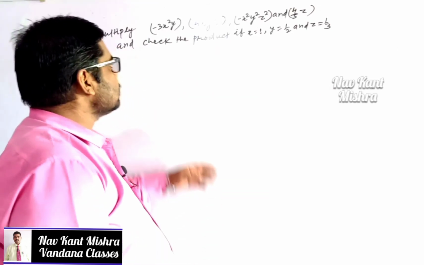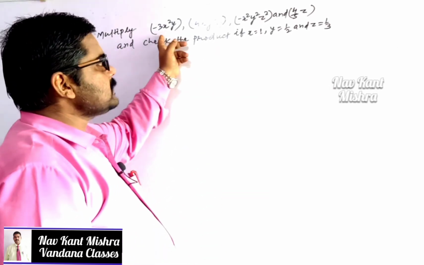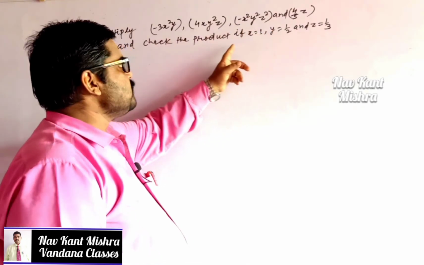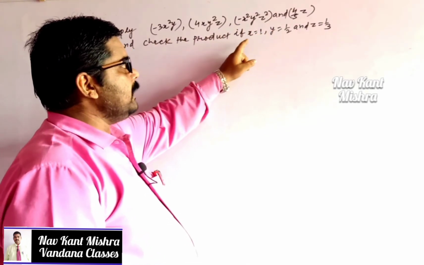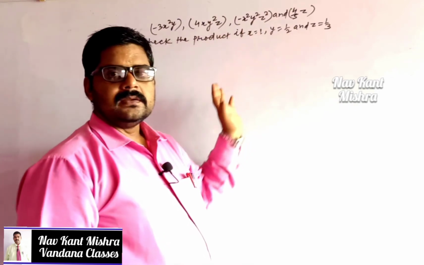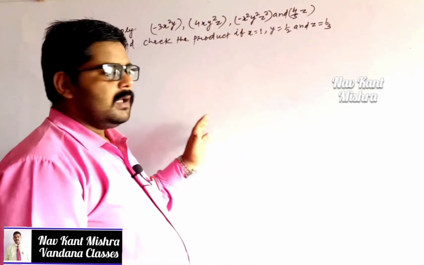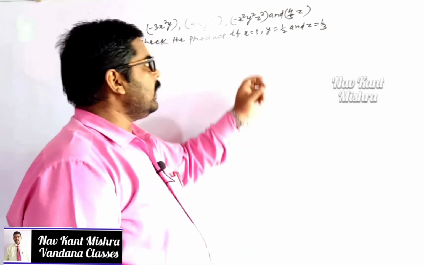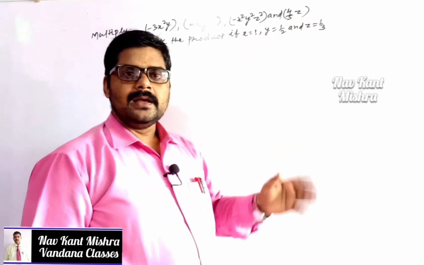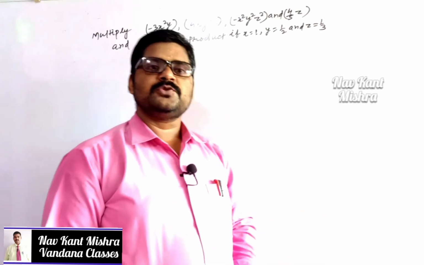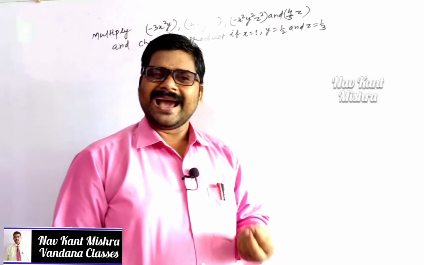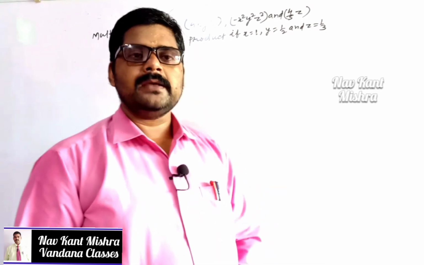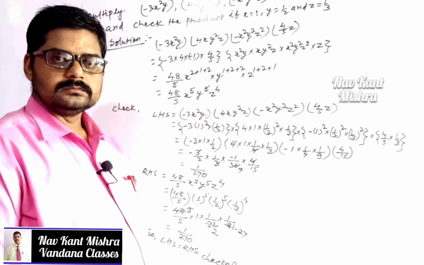My dear student, in this question at first you need to multiply all the 4 terms, and after multiplication you need to put the value of x, y, z that is given, and after that you need to get the value of LHS and RHS. If both are equal, then that will be the verification of this question.